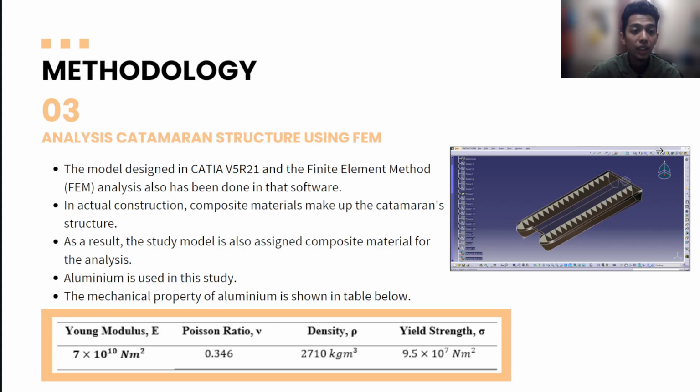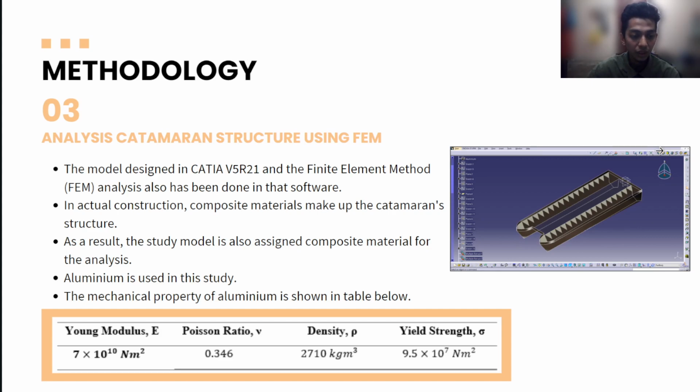For the last one, analysis of the catamaran structure using finite element method. The model design in CATIA V5R21 and the finite element method analysis also have been done in that software. In actual construction, composite materials make up the catamaran structure. As a result, the study model is also assigned composite material for the analysis. Aluminium is used in this study. The mechanical property of aluminium is shown in the table below.